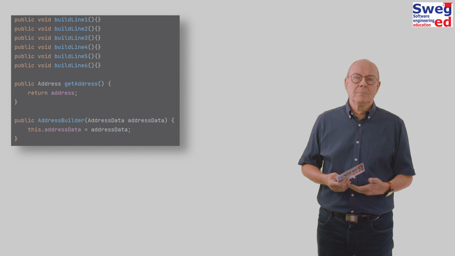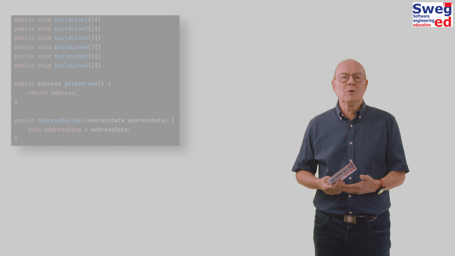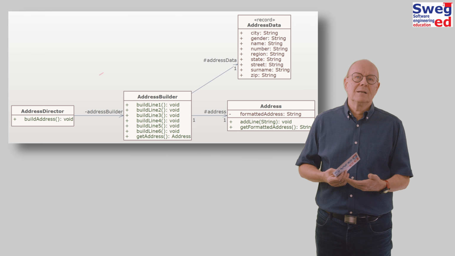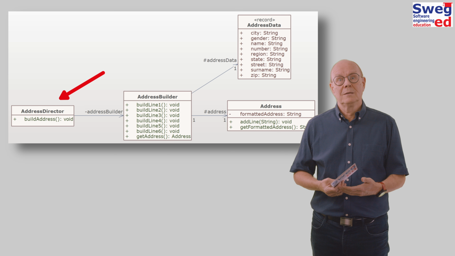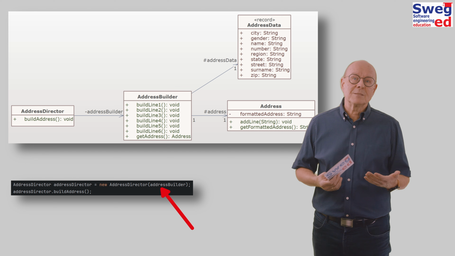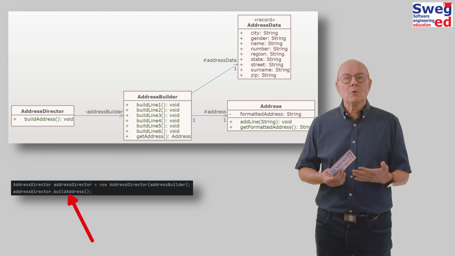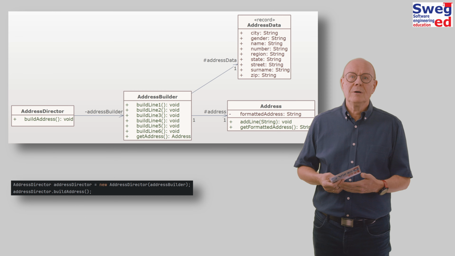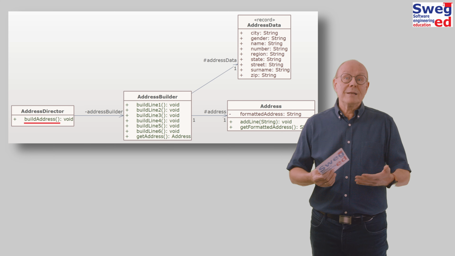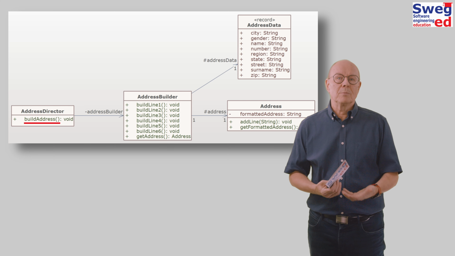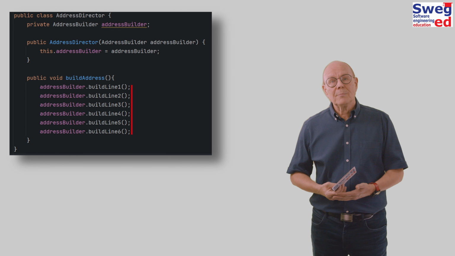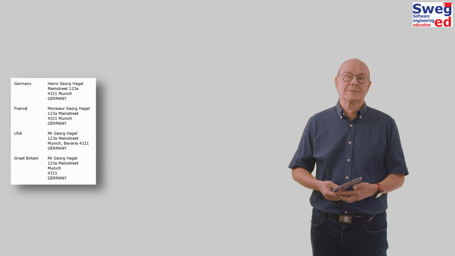The main program, the client, should not need to know how addresses are assembled. This is why the builder pattern needs a director class called addressDirector to control the construction steps. The addressDirector receives a specific address builder and uses it to build the address. Here's how addressDirector fits into the class diagram. The addressDirector only needs one method, buildAddress. The code is simple. With this setup, we can now create country-specific addresses.